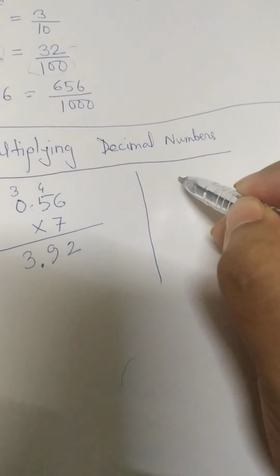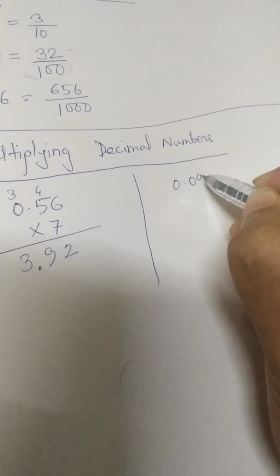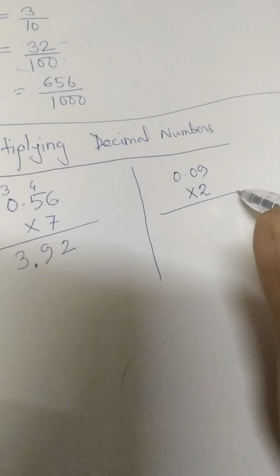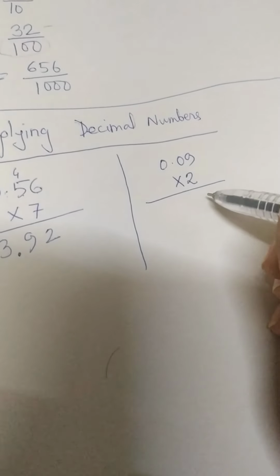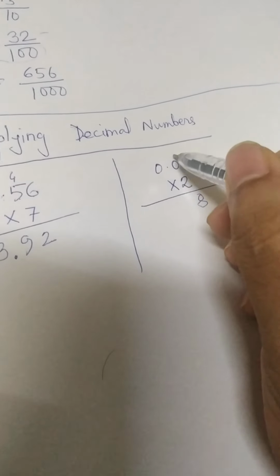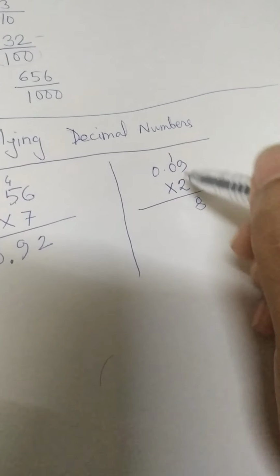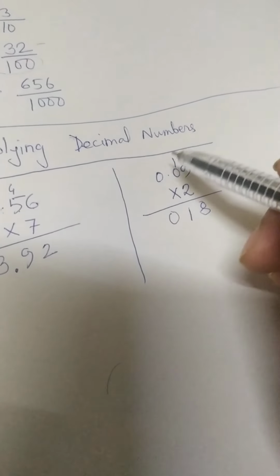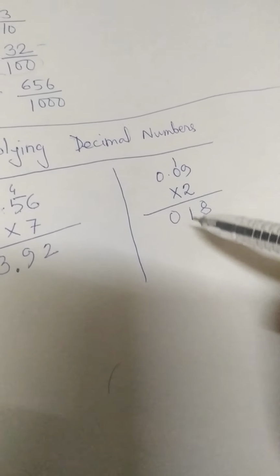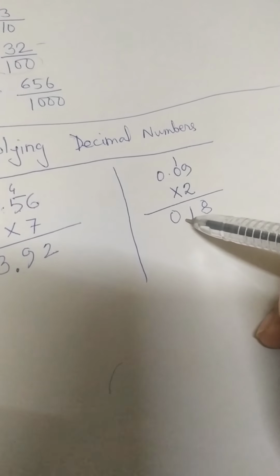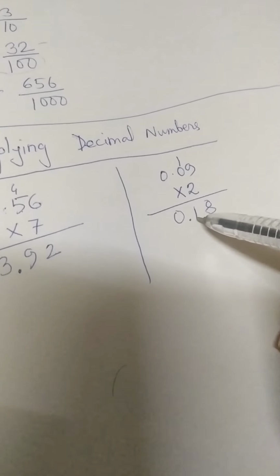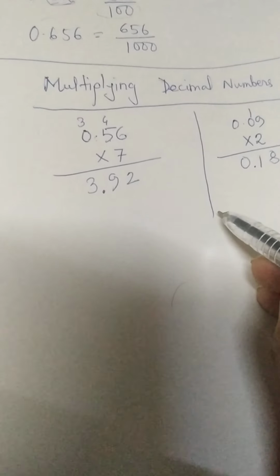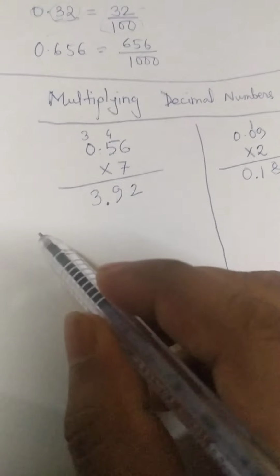Let's say 0.09 into 2. Normal way: 2 9s are 18, 2 zeros are 0, 0 plus 1 is 1, 2 zeros are 0. So after the decimal how many digits? 1, 2. So here also I will place the decimal point, because after the decimal we need to maintain those 2 digits. Okay, so let's do some more problems.